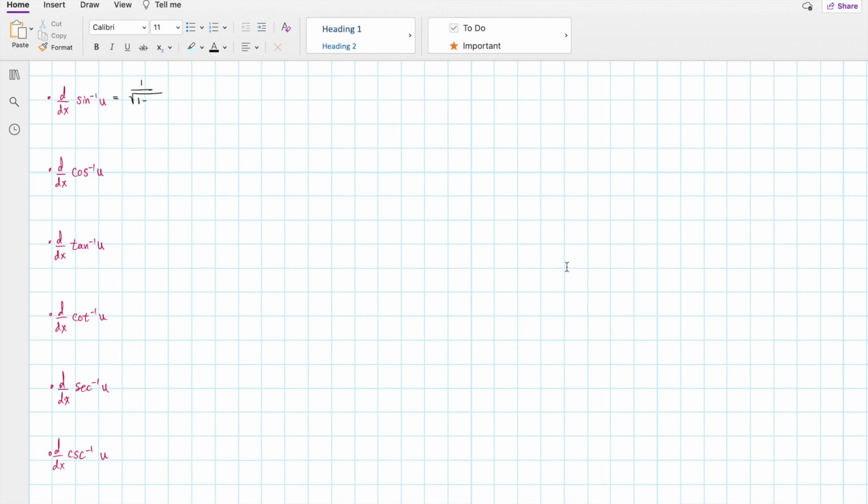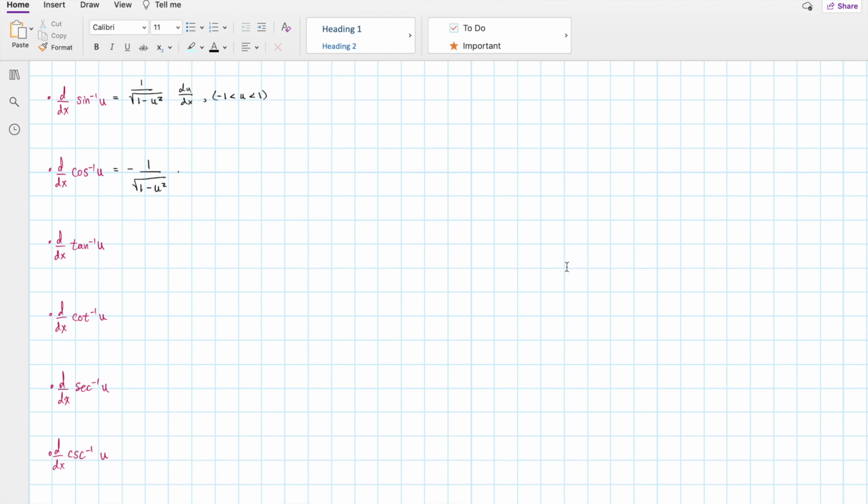Okay, the derivative of sine inverse of u, or also known as arcsine, is 1 over the square root of 1 minus u squared times du dx. Okay, so whatever that u is that we plug into arcsine, we simply plug that into the function 1 over square root of 1 minus u squared, and then multiply it by the derivative of whatever u is.